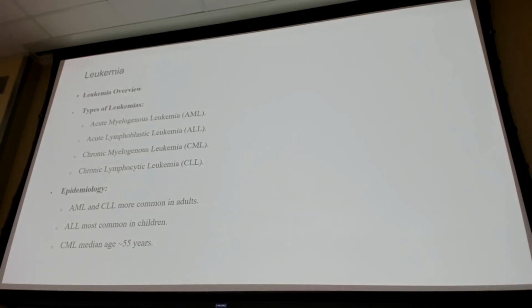Okay, acute myelogenous leukemia. What do you know about that disease process already? It's acute. Is it a rapid onset or is it a gradual onset? Rapid. What cell line is it? Myeloid. Myeloid cell line, myelogenous.